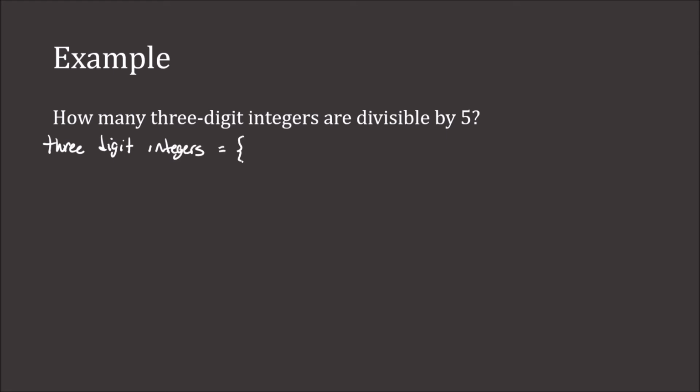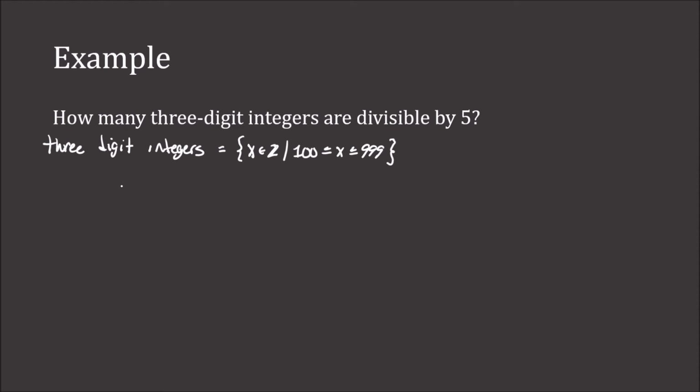So they are the set of x such that x is between 100 and 999 inclusive. Now, integers are divisible by 5 if the integer ends in 0 or 5. So what we can do is we can split this set of 3-digit integers into 2 mutually disjoint sets.